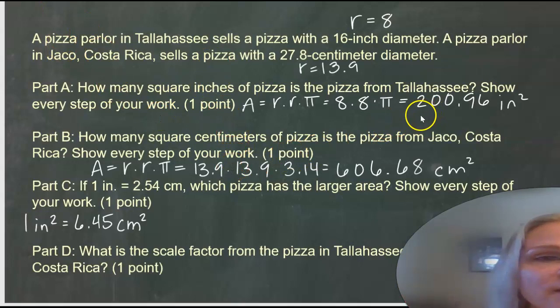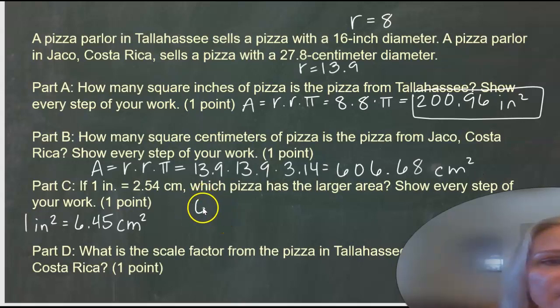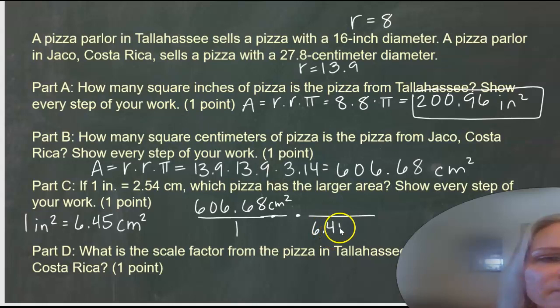Okay, so we know that the Tallahassee pizza has this area. Oops, let me go get my pen back. Has this area, right? This is the Tallahassee pizza. So we need to know what the Jaco pizza is in square inches. So that's going to be, I'm going to take the measurement that I'm given, put it over 1, and multiply by my conversion factor. Oh, let me write centimeter squared in here. Okay. And then my conversion factor, the centimeter squared part has to be on the bottom because I need them to cancel, right? And this is 1 square inch.